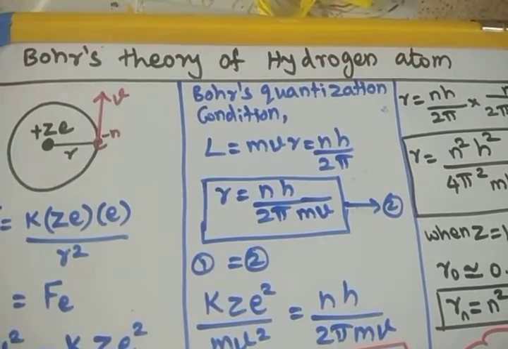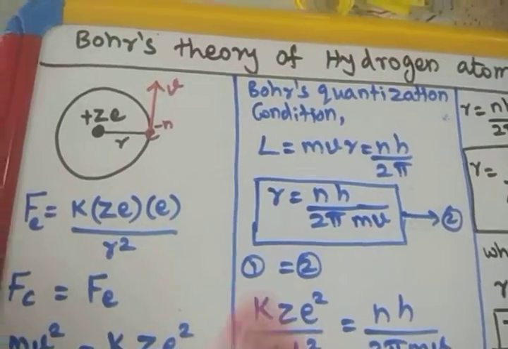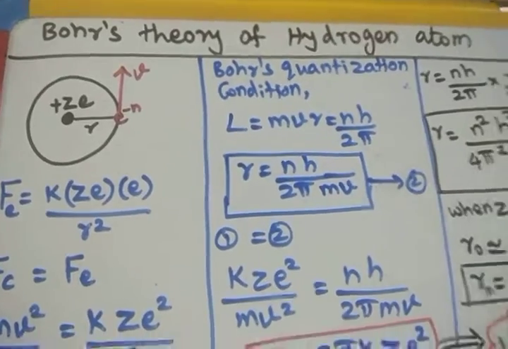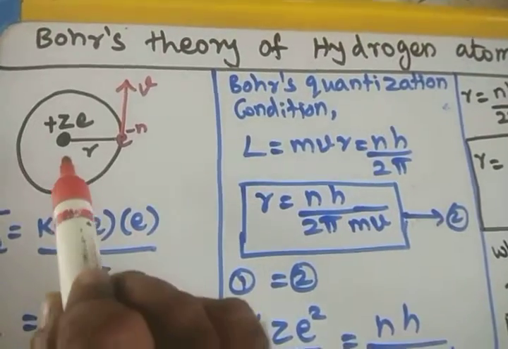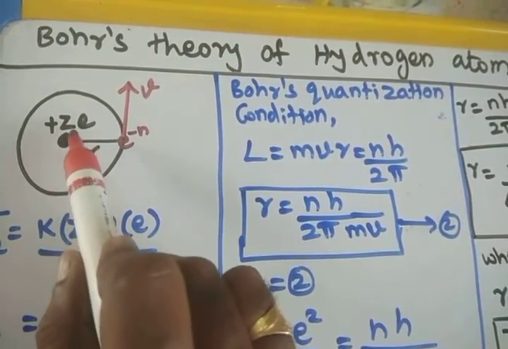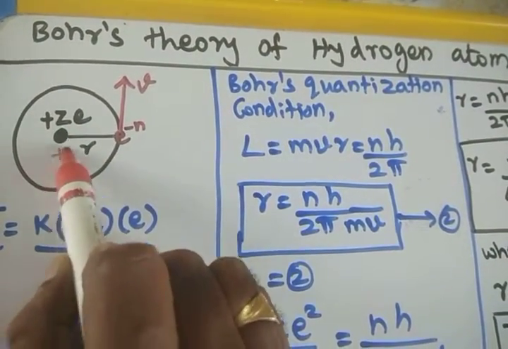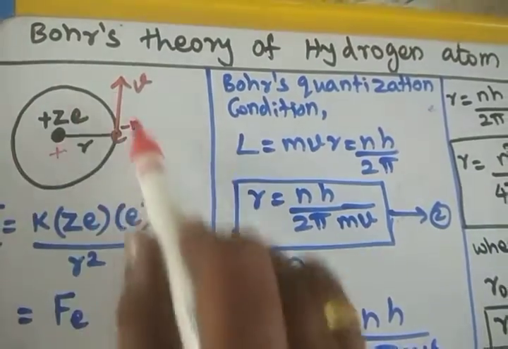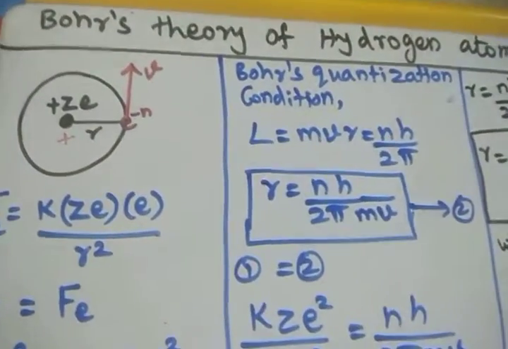Bohr's theory of hydrogen atom. Let us assume a hydrogen atom. The hydrogen atom has only one proton, so we take the atomic number of the hydrogen atom as Z. E is the positive charge. The proton is here, and only one electron is revolving around the nucleus.